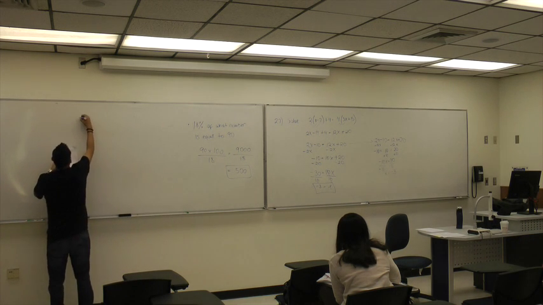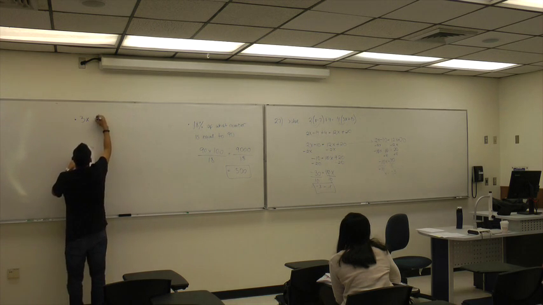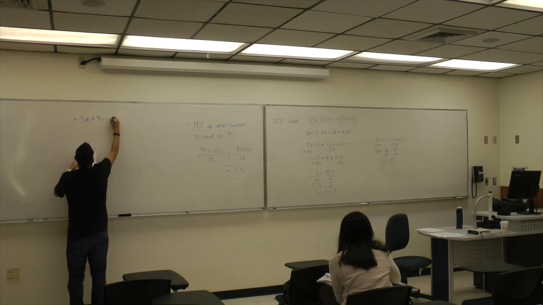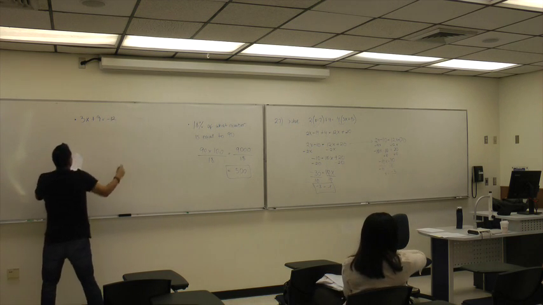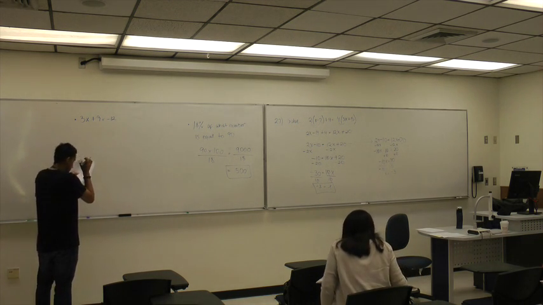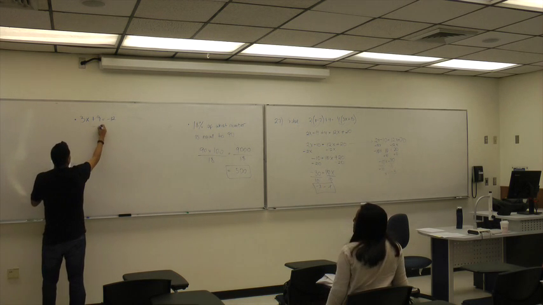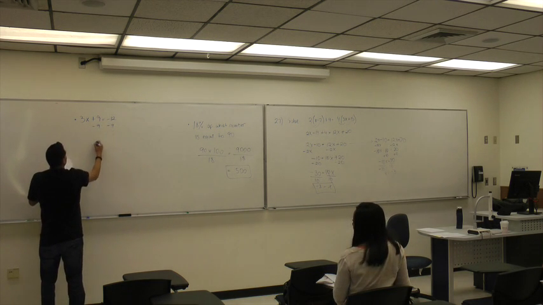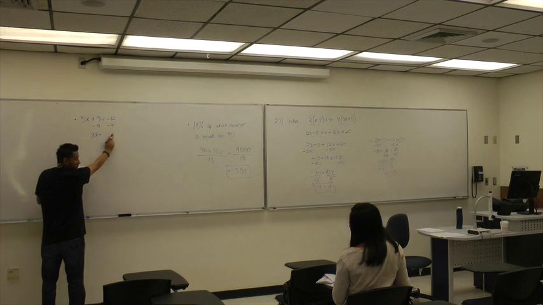Alright, this one's simpler. Good. That's what I think. Alright, so the first thing we're going to do is bring the 9 over, right? Minus 9, minus 9. So we have 3x equals what? Equals 9.